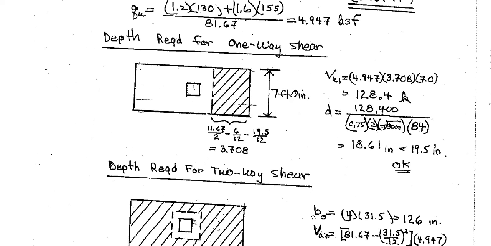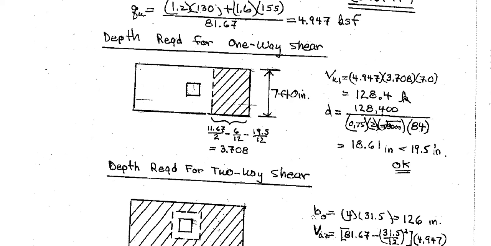At the second time, you will divide by less. So the ultimate result is the same. Okay, so our d required by calculation is coming 18.61 inch. We are providing 19.5 inch. That means we are providing slightly more, which is good.